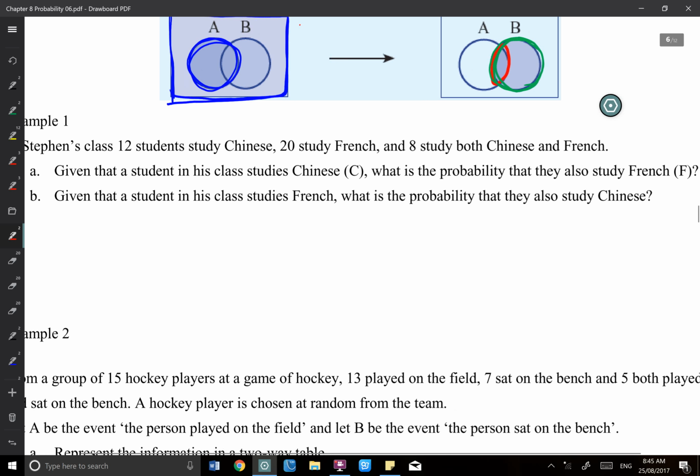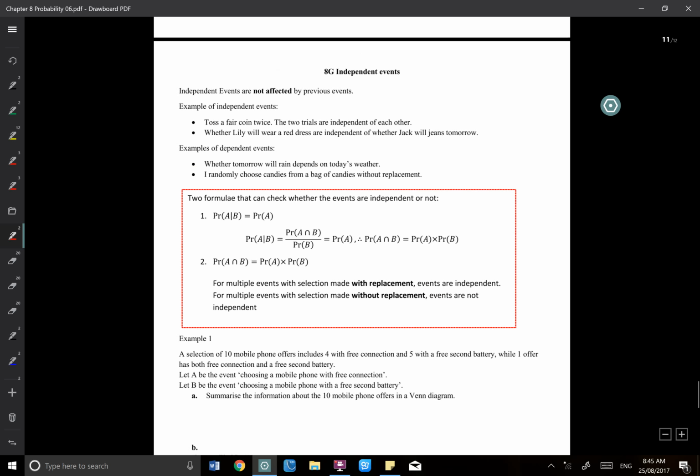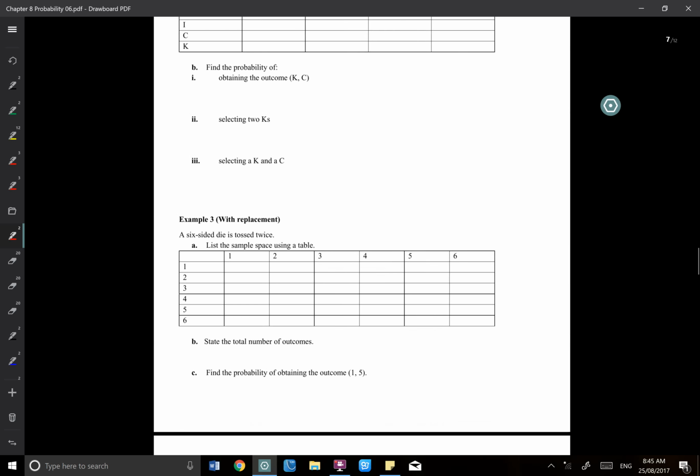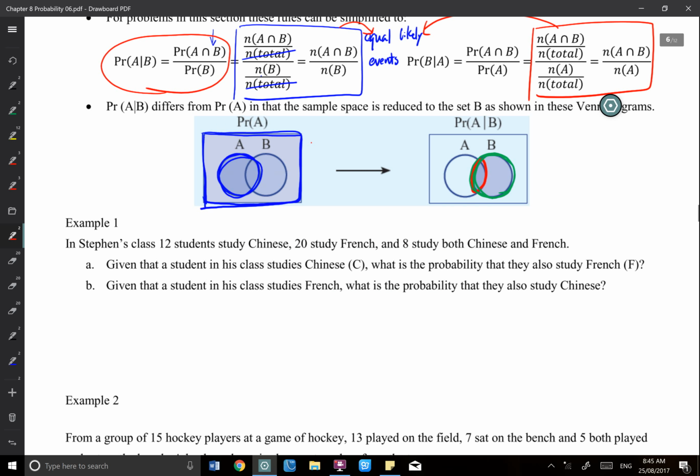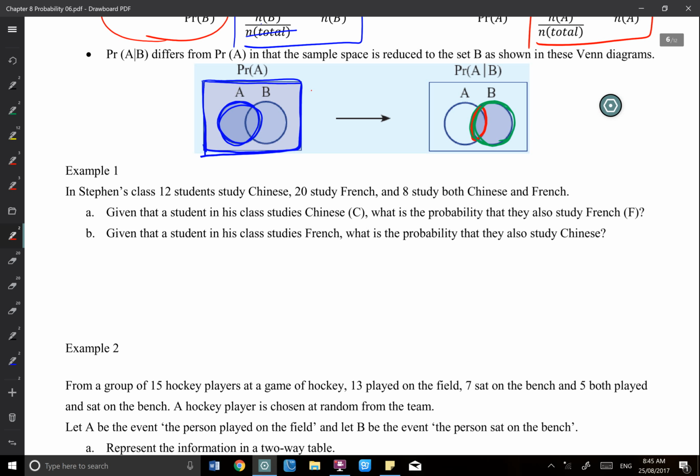You don't know the total, but it's okay. Don't worry about the total. Do not worry about the A dash intersect B dash part. Just purely show the 3 elements in the circle.